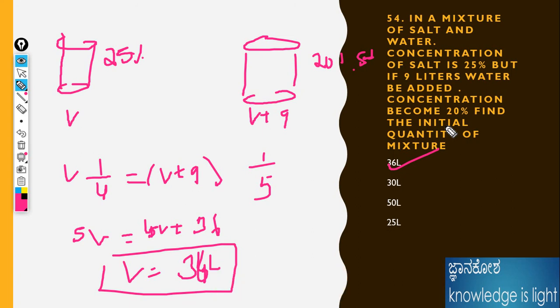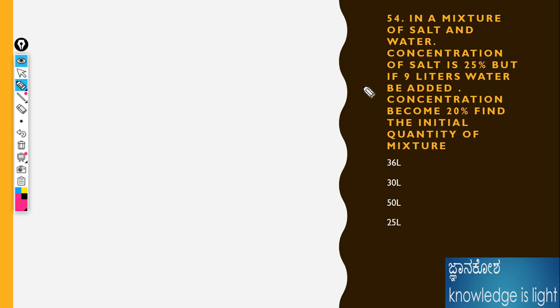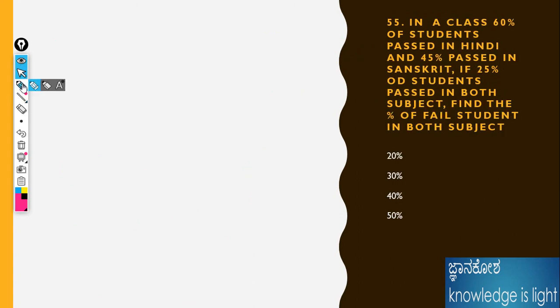Okay, we have covered all the topics, the population ones as well as the percentage ones, and how to do the problems. The last topic is the Venn diagram: how to use the Venn diagram for percentage problems. Let's see how we can do it. Here, in a class, 60% of students passed the Hindi exam and 45% passed the Sanskrit exam. For these kinds of problems, please use the Venn diagram. I will show how.